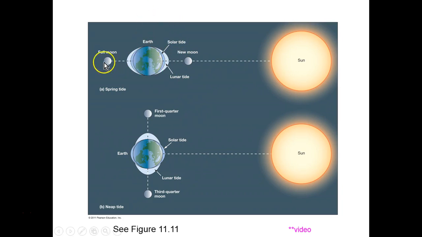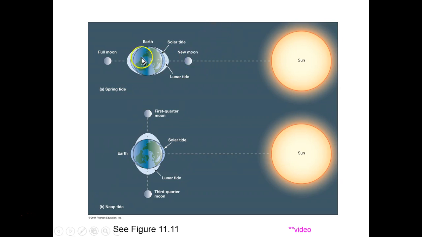Okay, so when all three are in line, then the solar tide and the lunar tide are in line as well. The highest bulge created by the solar tide and the highest bulge created by the lunar tide are in line with each other. So now you have a very high tide. But then over here, because that's pulling so much water over, you have a very low tide. That means you have a very large range in the tide over the course of that day.